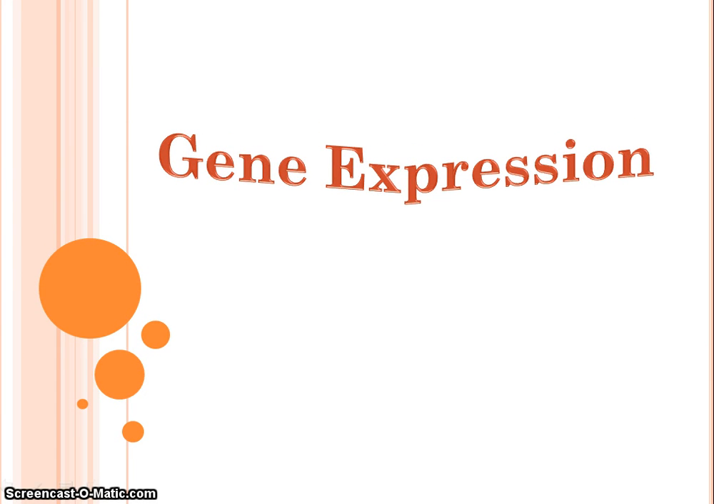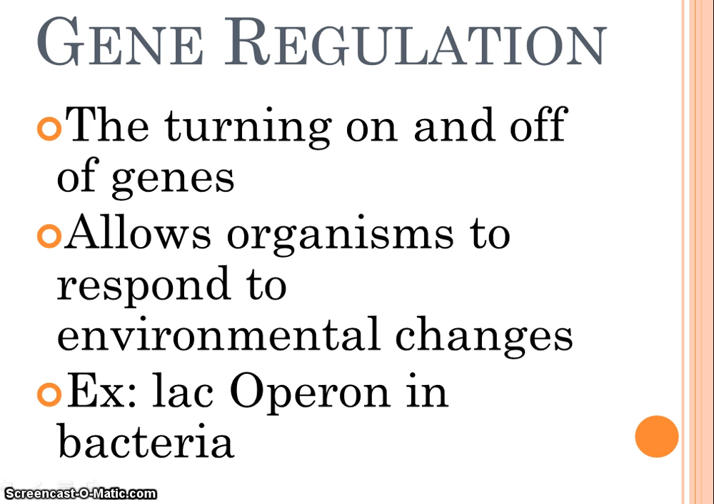Hello, today we're going to talk about gene expression. Pretty much, cells contain mechanisms that allow them to express their genetic information selectively, allowing them to turn genes on and off. It's very important for the functioning of the organism to have that control. So, gene regulation is the turning on and off of genes, pretty much turning on and off transcription.